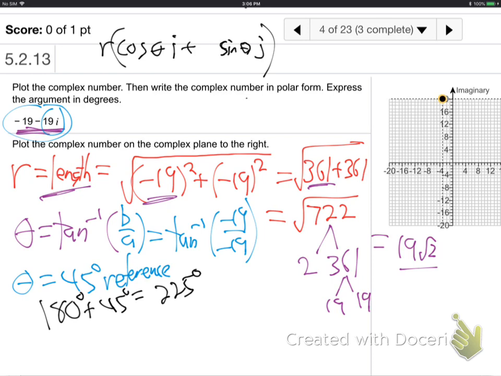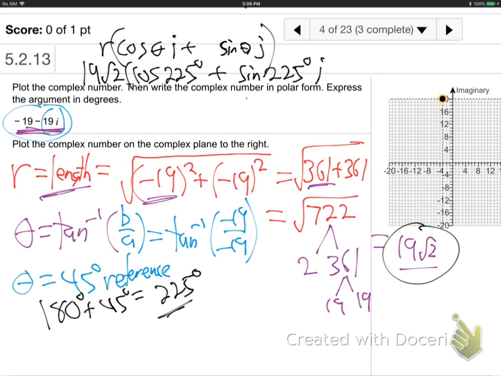And so what's our R? Our R is 19 root 2. Cosine, what's our angle? 225. And we just write the i on the back part, actually, don't we? Because we don't have a vector. We have a complex number. So instead of i and j, it's real and imaginary. We're done. This is what they want: 19 root 2 times cosine 225 plus sine 225 i.